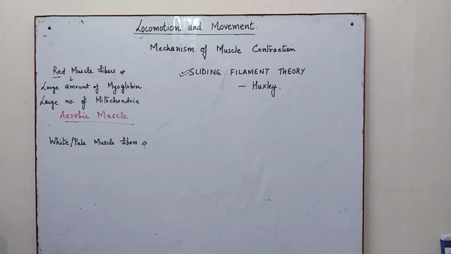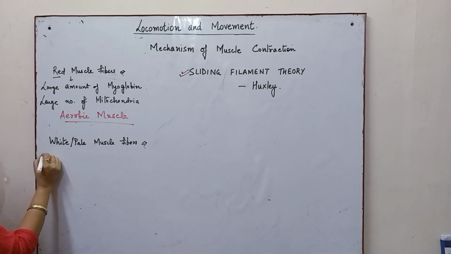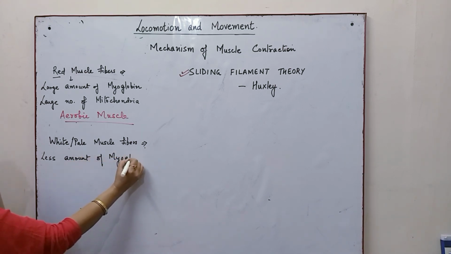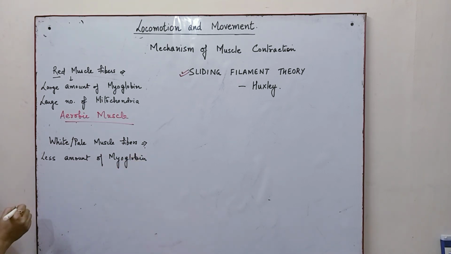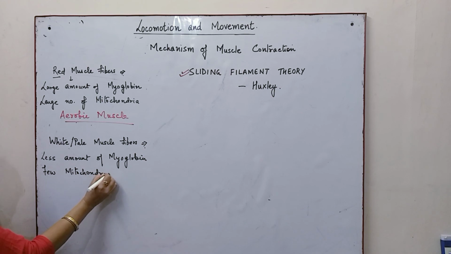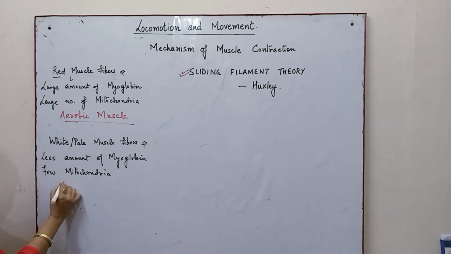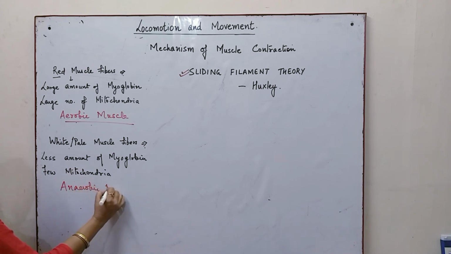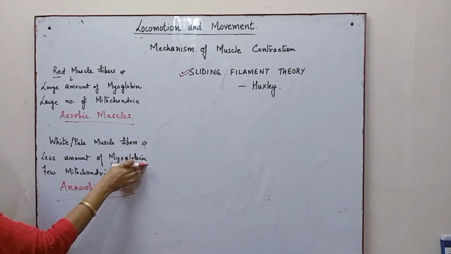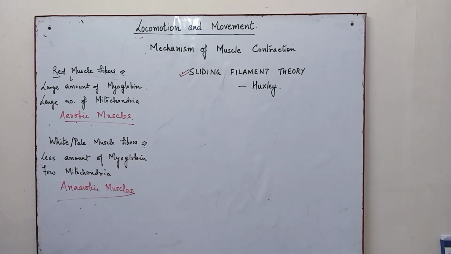When we talk of the whitish type of muscles, they have less amount of myoglobin. So obviously the oxygen content will also be very, very low. And they have few mitochondria. They are just opposite, and they are therefore known as anaerobic muscles, because they do not use much oxygen due to the absence of myoglobin. Myoglobin and mitochondria are present in very, very small amounts. Therefore, they use the anaerobic method for producing energy.